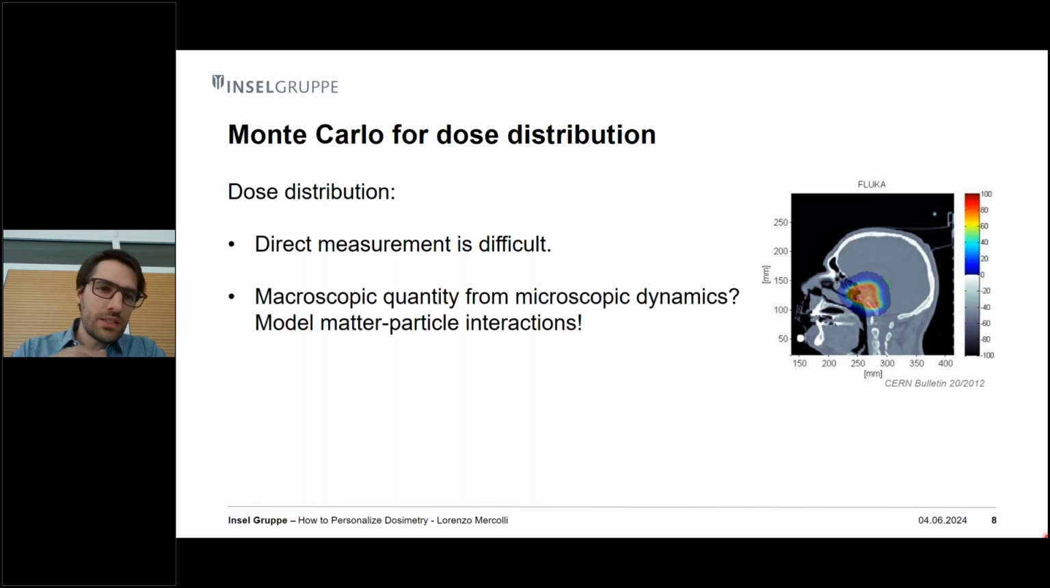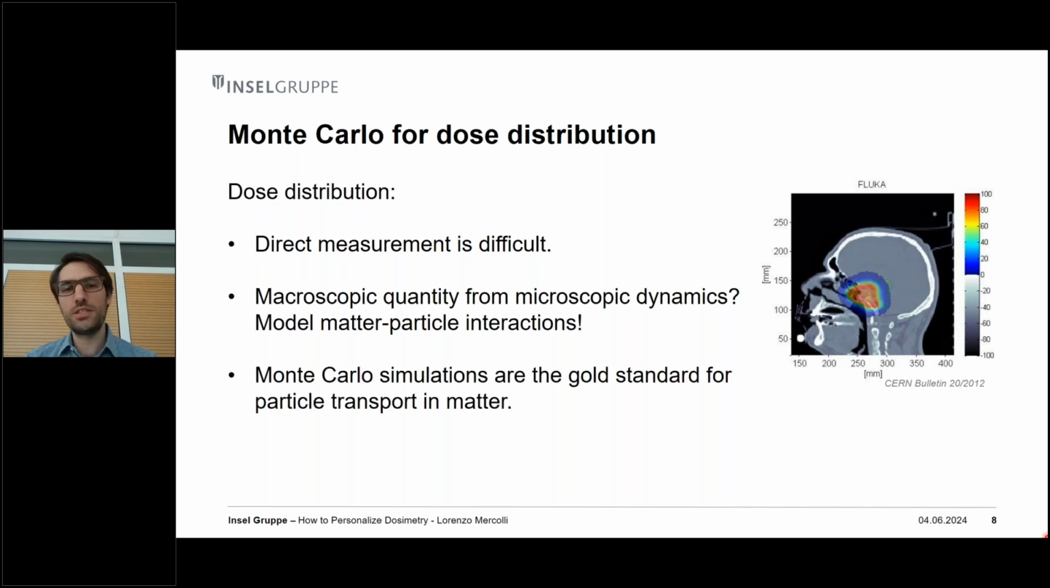And what we actually want is a macroscopic quantity. So the dose is macroscopic from microscopic dynamics. And what I mean by this, we have ionizing radiation. So these are particles that interact with the patient body, with the matter of the patient. And so we need to somehow model these particle matter interactions.